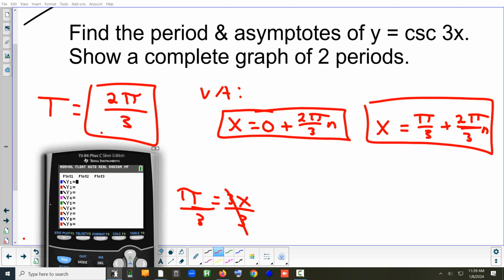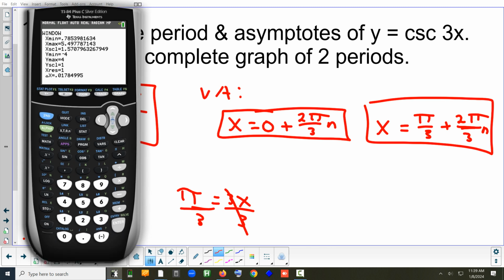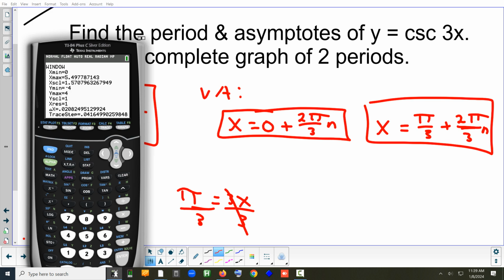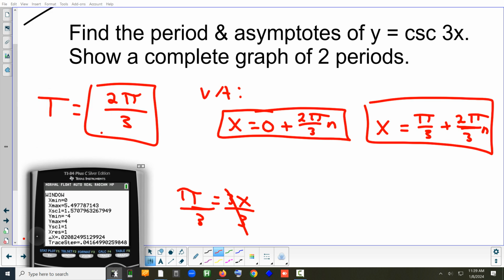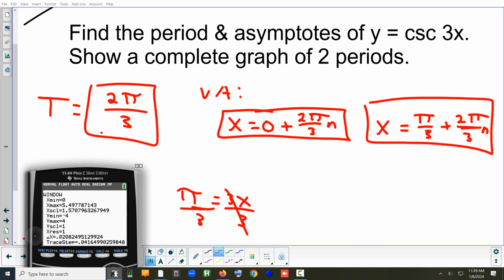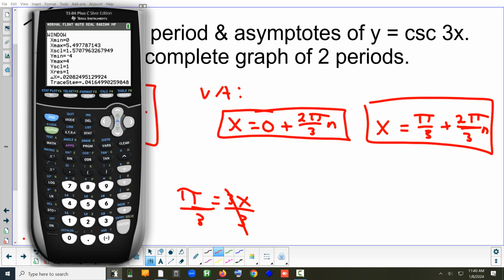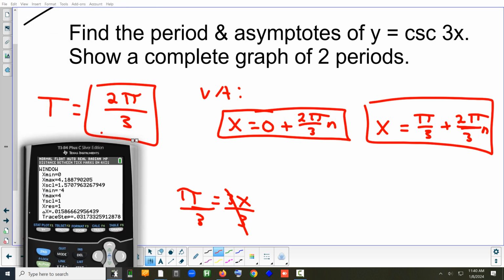How big of a window is 2 cycles going to be? Is it going to be 2 pi? How much is 1 cycle? Is it 4 pi? How much is 1 cycle? What's the period length in this problem? Yeah, 2 pi over 3 is the period length. So what's double period length? Oh, 4 pi over 3. So the easiest window you could set would be 0 to 4 pi over 3.